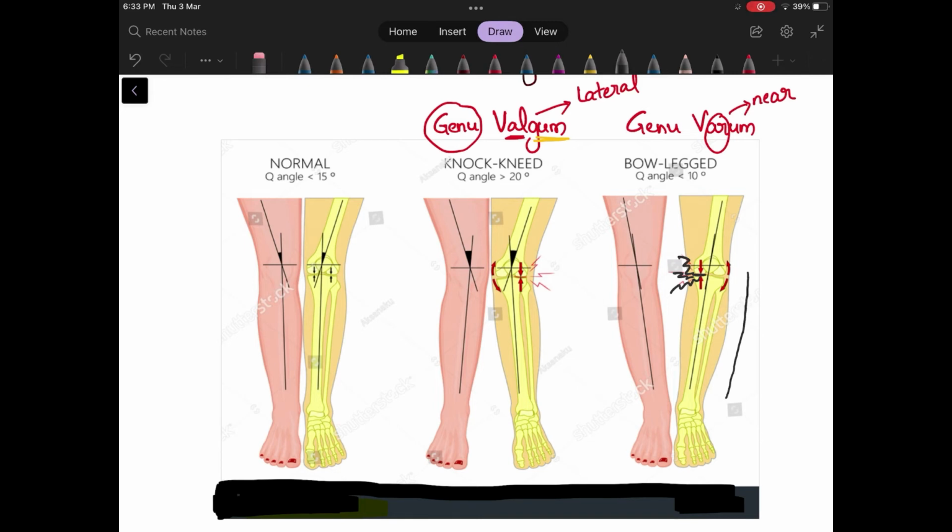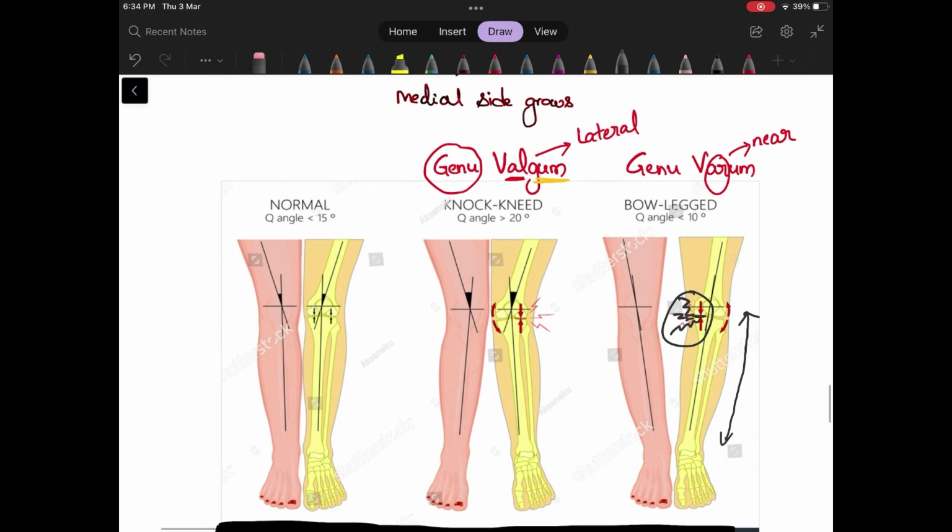It grows to a much higher length. So the growth will be on the opposite side, that is the lateral side, and the medial side will be disrupted. In a similar way, in valgum, the lateral side of the growth plate is damaged and the growth is present on the opposite side. Okay, this is the pathology of why, in valgum and varum, the legs are deviating to one side of the body.